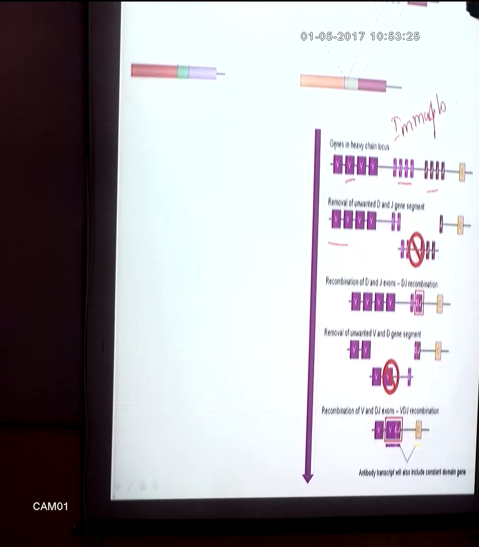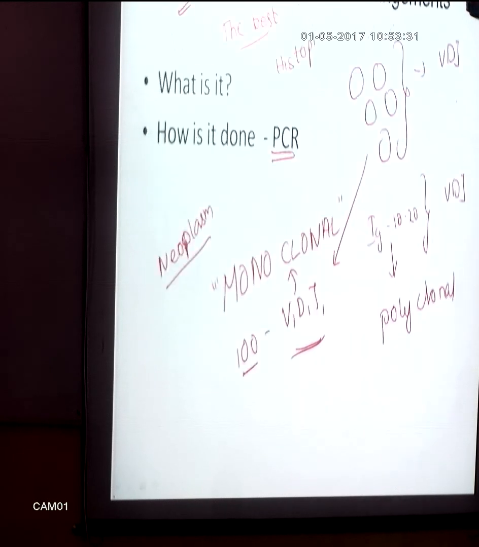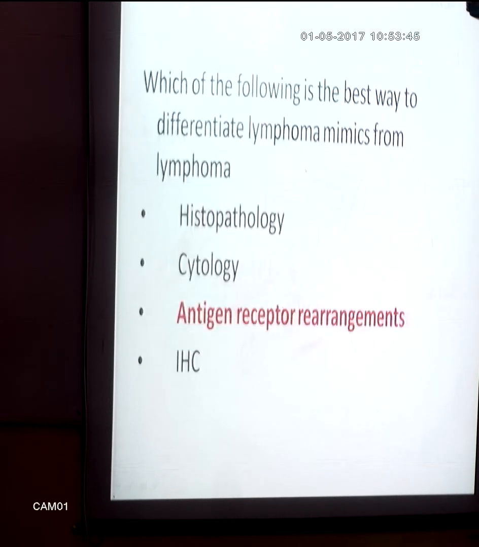So if this VDJ recombination is the same across 100 or 1000 lymphocytes, it is monoclonal. If it is monoclonal, it should be a neoplasm and never an infection. That's why this is superior to histopathology, right? Great. The answer must be antigen receptor rearrangement.